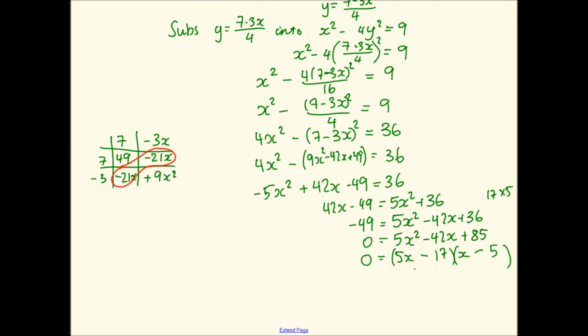So from there we can get our two solutions. 5x minus 17 equals 0, so therefore 5x equals 17, x equals 17 over 5, and here x minus 5 equals 0, so therefore x equals 5. Because it's simultaneous equations, we now need to substitute those values into our formula to work out what y is when x takes those values.